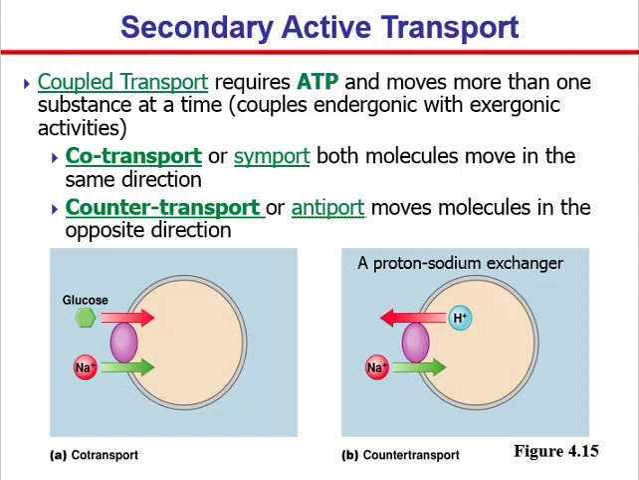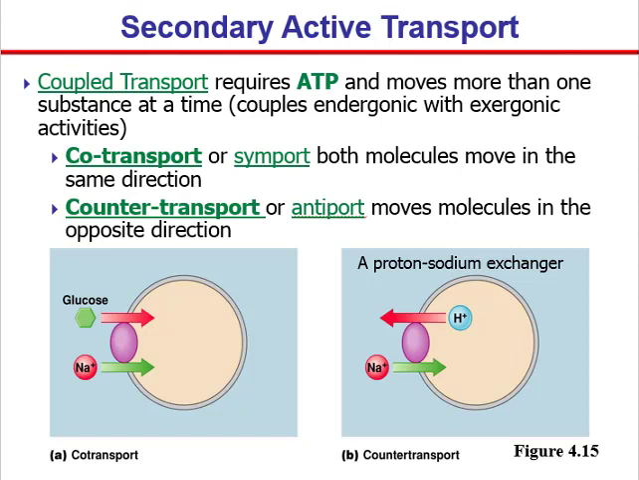But the downhill energy of sodium going into the cell is going to give the energy to bring along a glucose. So this is a symport or co-transport. The panel next door, panel B, is a counter-transport or antiport. That is where molecules are moving in the opposite direction.